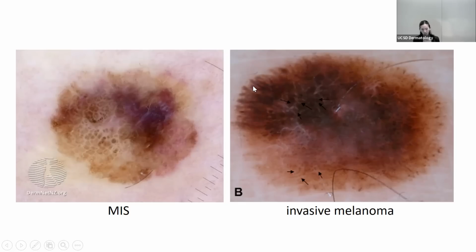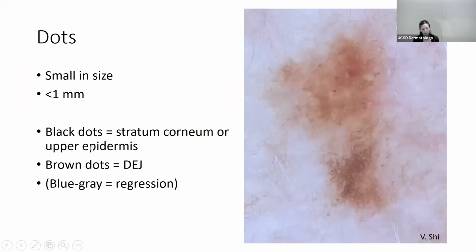This one also has streaks out here, and the periphery is irregular, and then peripheral globules, which we're going to talk about now. So dots and globules. Dots are just small in size. They're 1 millimeter or less. You can see different color dots, like we've already kind of talked about with the gray dots representing regression. Black dots are higher up, so they're in the stratum corneum or the upper epidermis, and then brown dots are usually going to be around the DEJ.